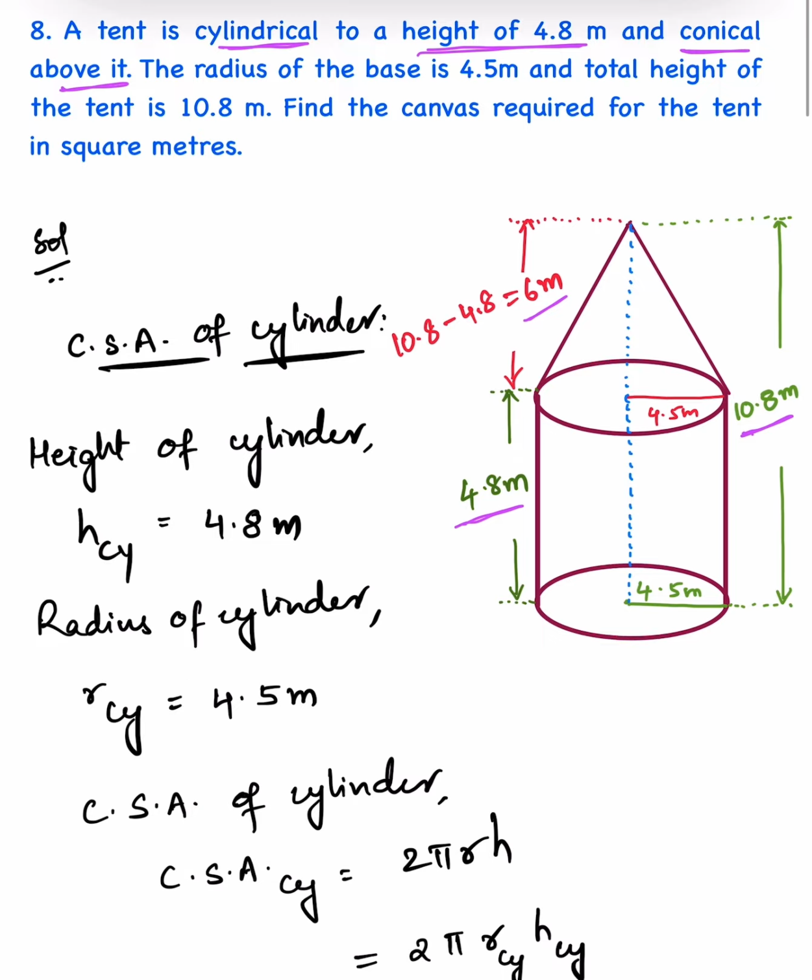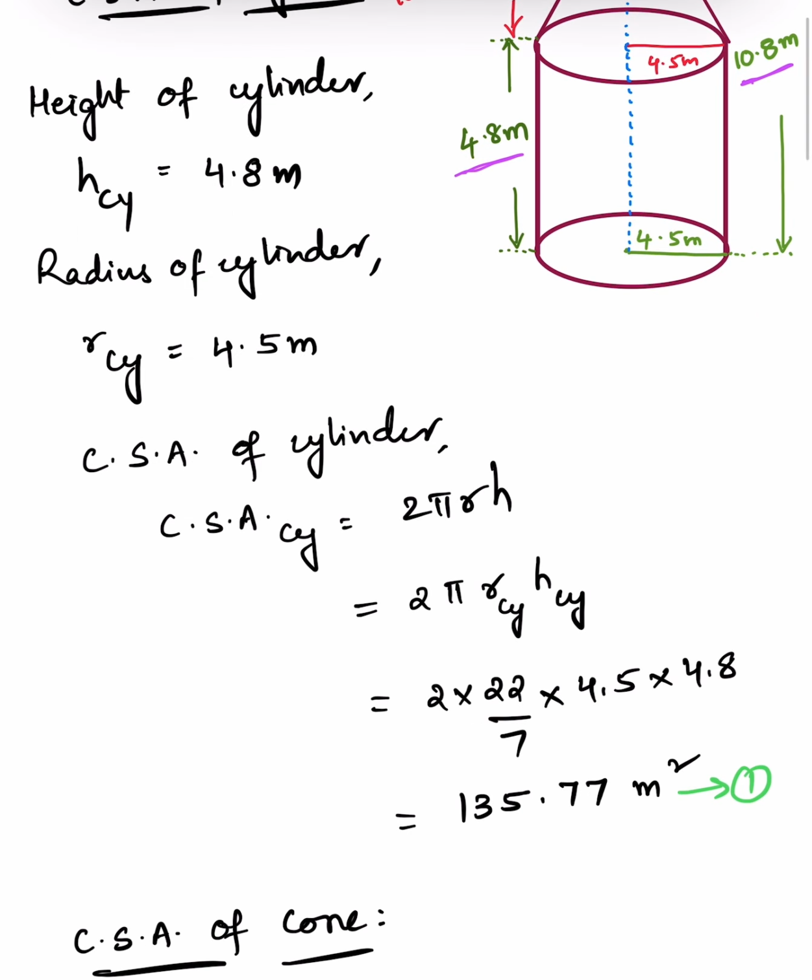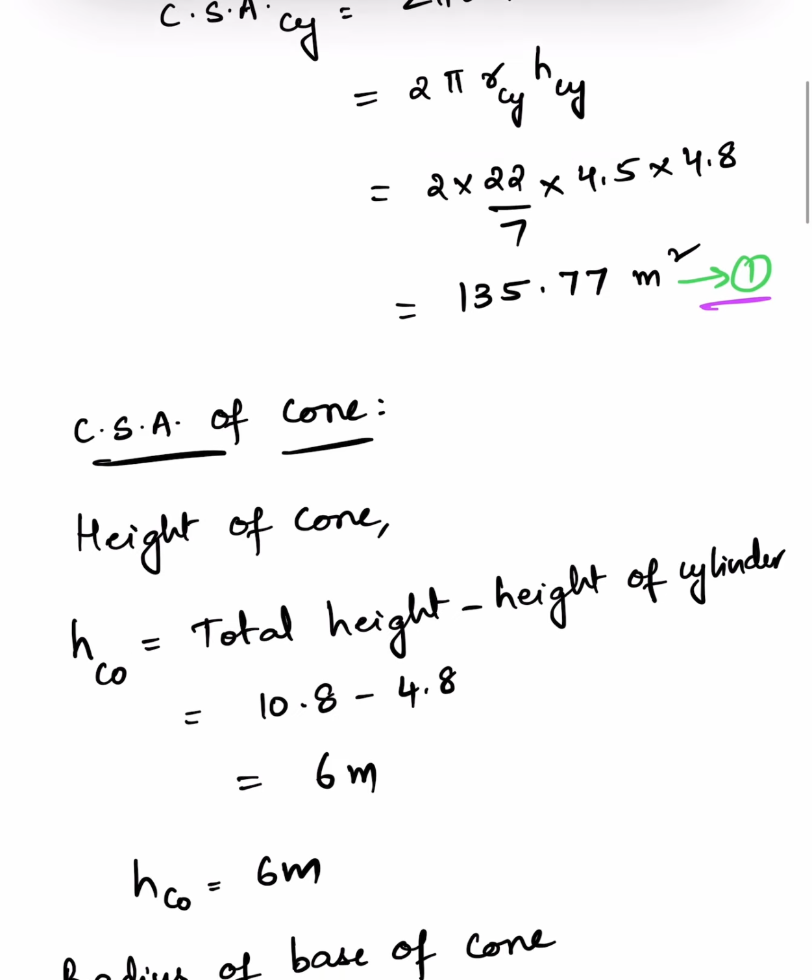So what is the CSA? CSA of the cylinder is 2 pi RH, which is 2 pi RCY HCY. That is equal to 2 into 22 by 7 into 4.5 into 4.8, which is equal to 135.77 meter square. This is the CSA of the cylinder. Let this be 1.